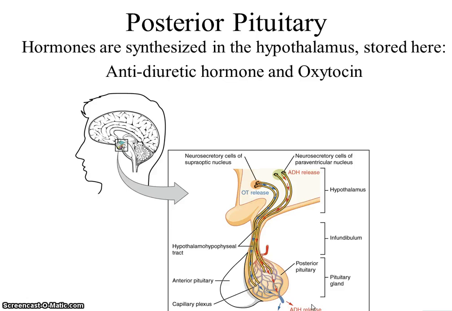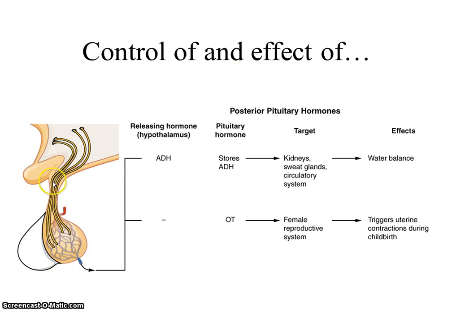All right? So here's our example of the posterior pituitary, which makes oxytocin and ADH. And this again shows you that the neurons, the cell bodies start up here in the hypothalamus and the axons extend all the way down through the infundibulum into the posterior pituitary and just dump into the blood directly from there. So we'd say that ADH and oxytocin are stored in the posterior pituitary.